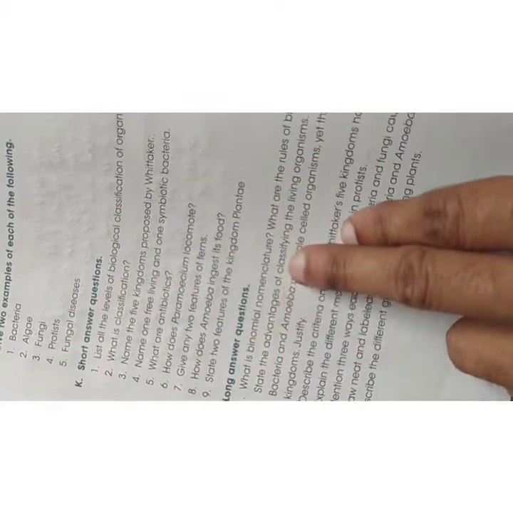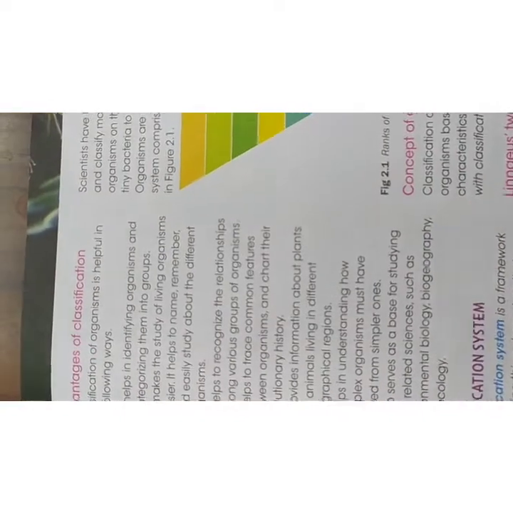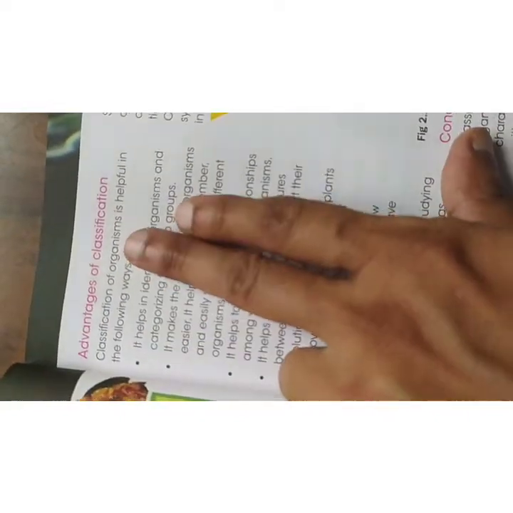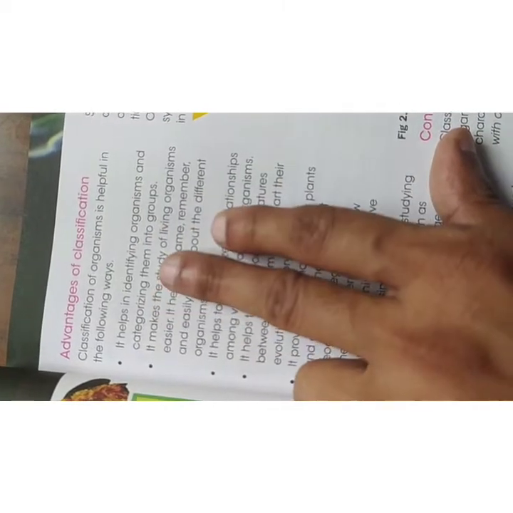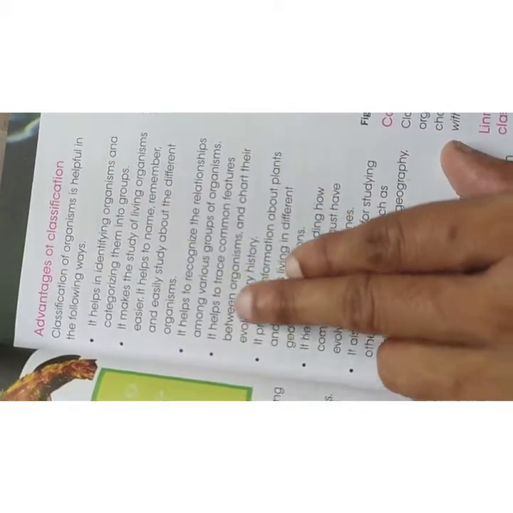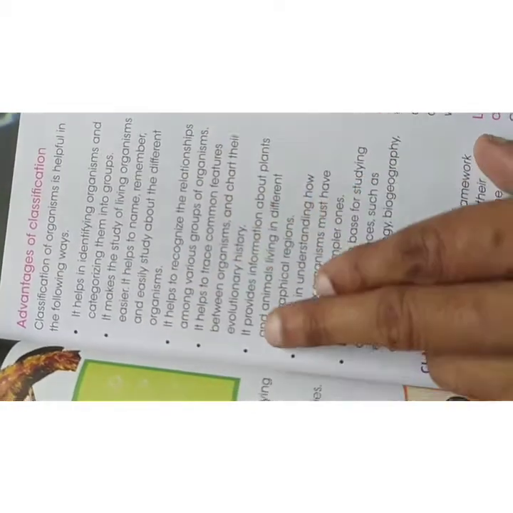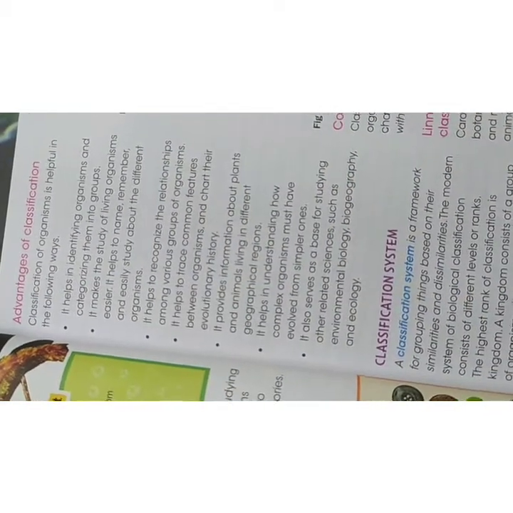Now next one is, second question is number 2. State the advantages of classifying the living organisms. And the answer is advantages of classification. It helps in identifying organisms and categorizing them into groups. It makes the study of living organisms easier. It helps to recognize the relationship. It helps to trace common features. It provides information about plants and animals. So at least 4 or 5 points you can write.